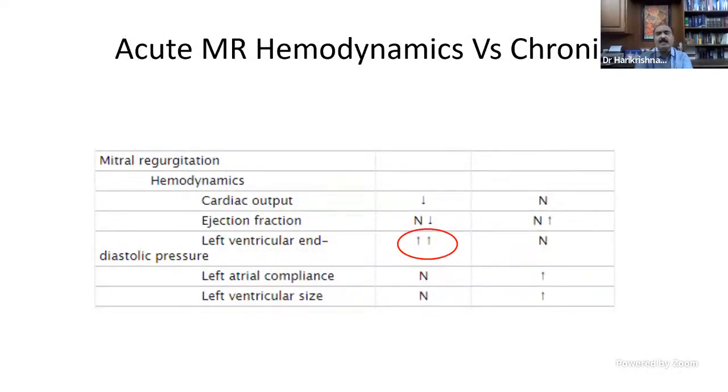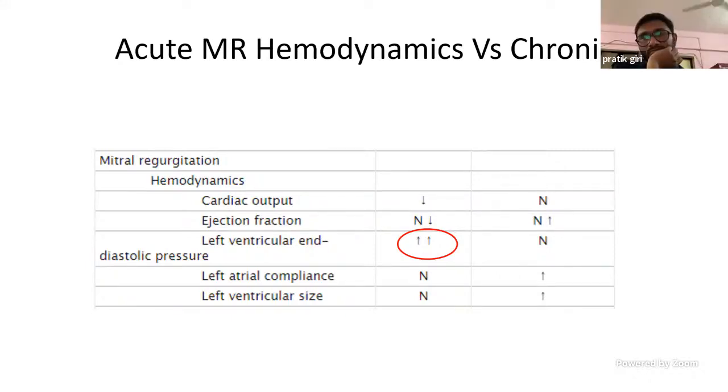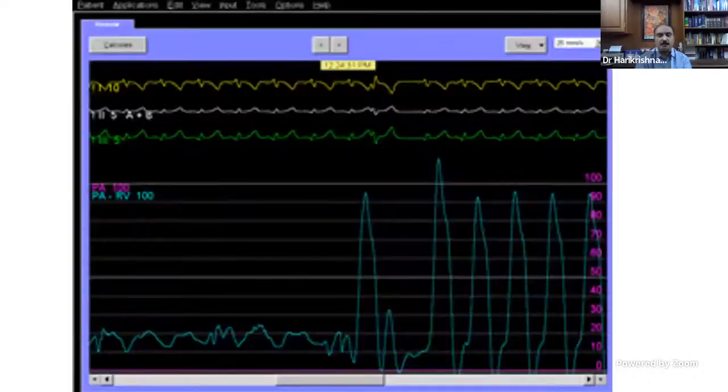And what are the acute MR hemodynamics? Basically the LV EDP will be very, very high. The cardiac output will be decreased. And the left atrial compliance, and this is comparing acute versus chronic MR. We will not go to those details. Here the ventricular end diastolic pressure will go very high in the acute situation.